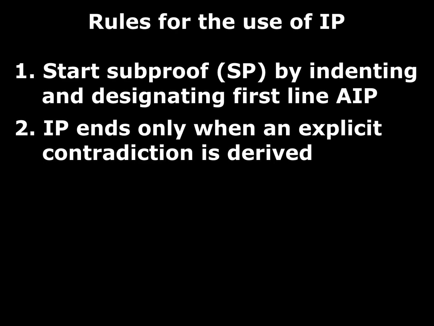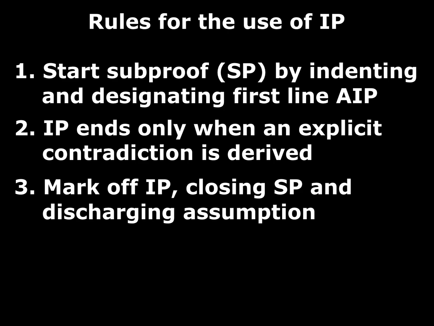Second, indirect proof ends only when an explicit contradiction is derived. So this is different from conditional proof. Remember with conditional proof, Rule 2 was you can end a conditional proof anytime you want to. No matter where you are in your subproof, you could always just decide to end it right there, and you're not going to lose any points for doing it wrong. Whereas if you end an indirect proof on anything other than an explicit contradiction, you're going to lose some points. That last line of your subproof has to be an explicit contradiction.